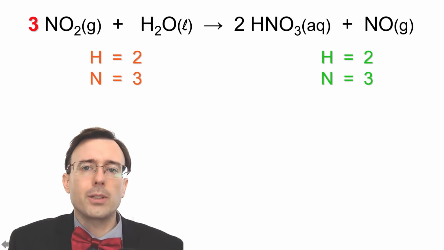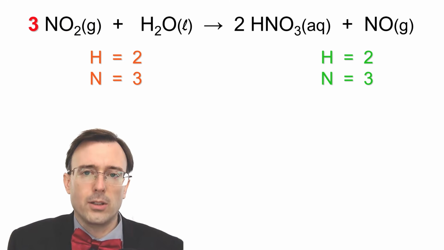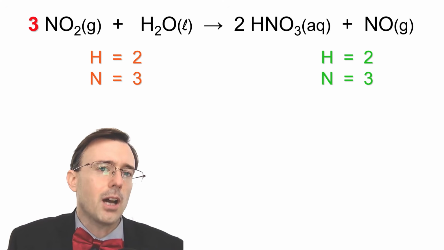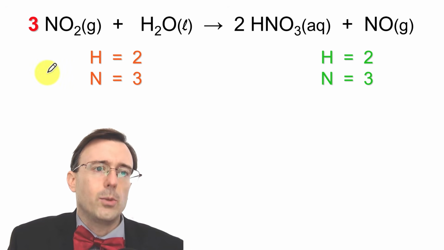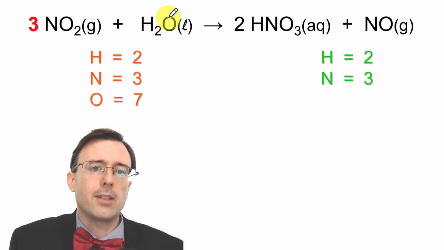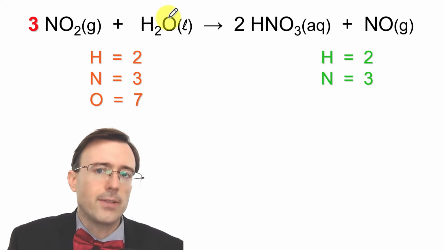That's going to get us 3 nitrogens on both sides of the equation. Now let's check out oxygen and see if it's balanced in the process. On the left side, how many oxygens do we have? We have 3 times 2 or 6 oxygens here, plus 1 oxygen from the water to give us a total of 7 oxygens on the left side.